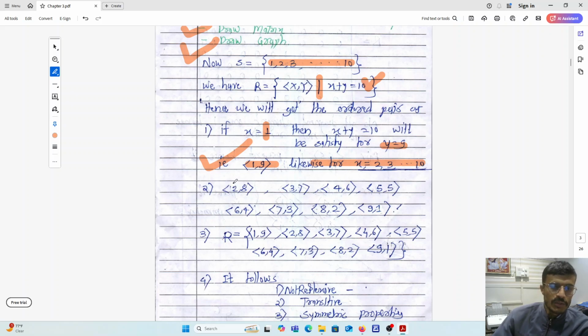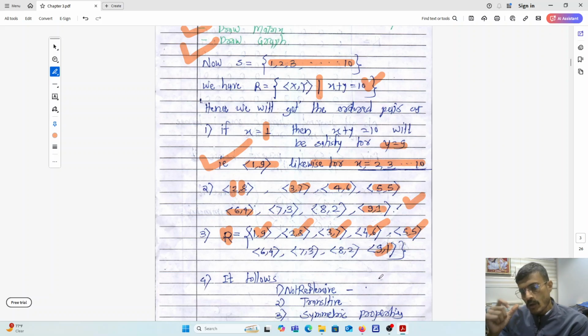Whenever x is 2, you can take y equal to 8, so x plus y will be equal to 10. x is 3, y is 7; x is 4, y is 6; x is 5, y is 5; x is 6, y is 4; and likewise x is 9, y is 1. So you can write the relation R as 1 9, 2 8, 3 7, 4 6, 5 5, and likewise up to 9 1. If you observe, the sum of the domain and range of the ordered pairs is 10. So that is our condition, x plus y equals 10.